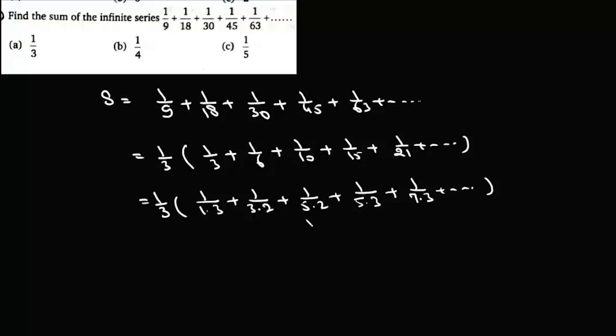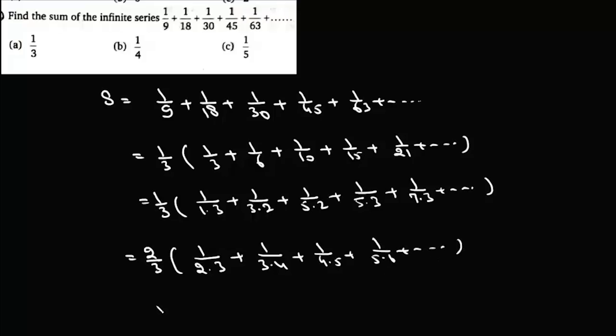Now what we can see is, here we have 1, 3, 3, 2, 5, 2. So we can write this as 2, 3, 3, 4, 4, 5, 5, 6, 6, 7. So we'll multiply by 2 and divide by 2. So we'll write 2 by 3. And this is 1 upon 2 into 3, 1 upon 3 into 4, 1 upon 4 into 5, 1 upon 5 into 6 up to infinite. So it will be this 2 by 3, and this is 1 by 2 minus 1 by 3, 1 by 3 minus 1 by 4, and this series continues up to infinite. So the answer to this series is simply 1 by 3, and that's your option A.